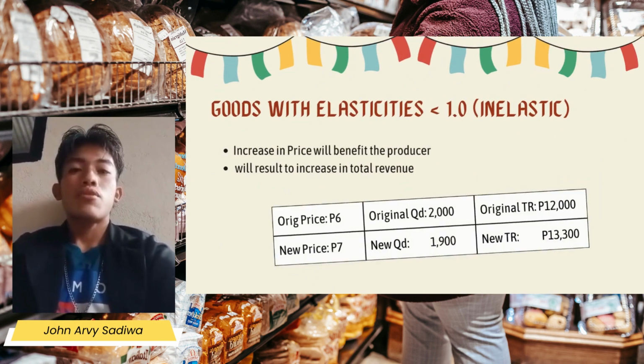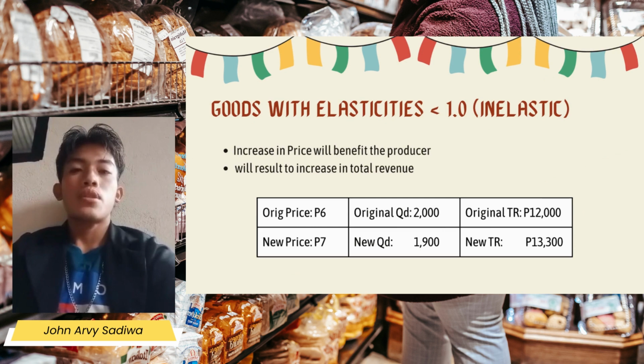Conversely, an increase in price will benefit the producer and result in an increase in total revenue. If the original price is 6 and it rises by one, the quantity demanded decreases. But we can see that the total revenue increased, because consumers will still buy it.